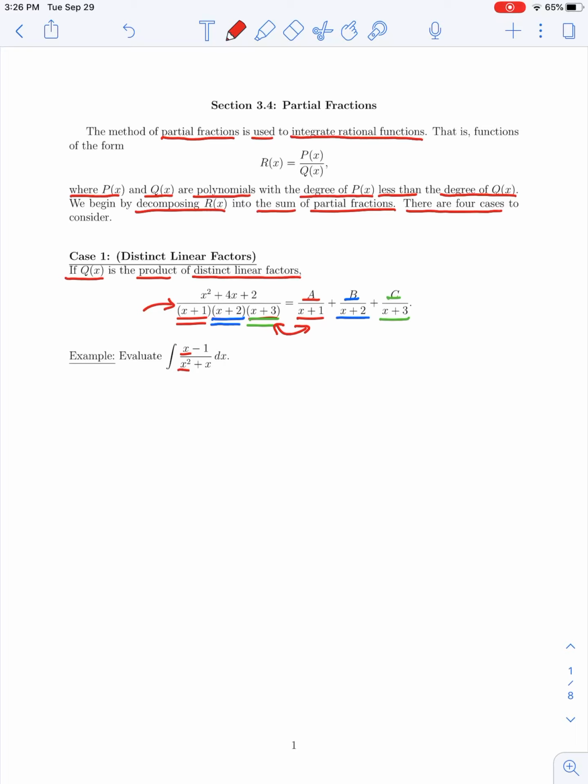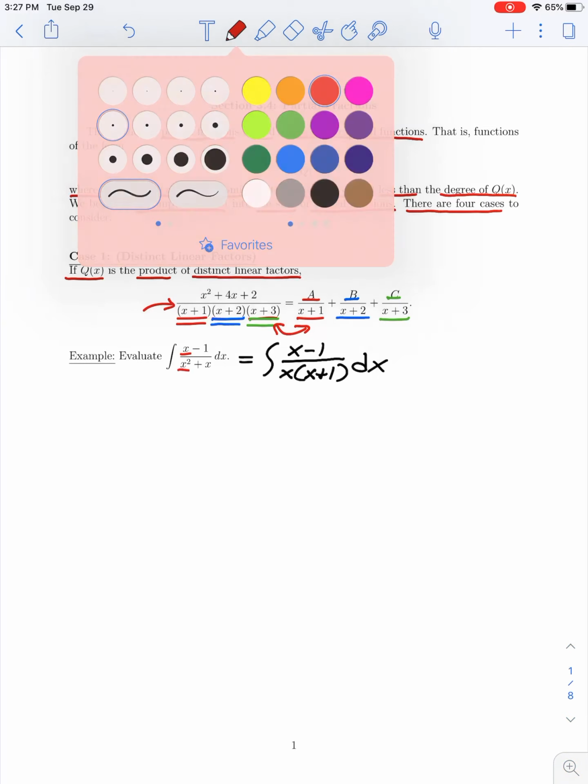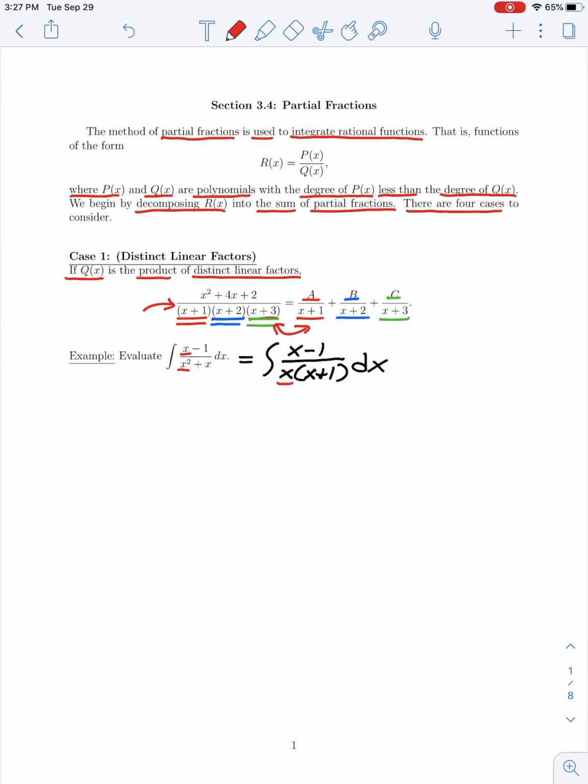Our first step in this method is to see what the factors of our denominator are. We want to take our rational function and factor the denominator as far as possible. In this example, from the denominator I can factor out an x, and I would be left with x plus 1. My numerator is x minus 1, and then we had our dx term on the end. So my denominator is the product of two distinct linear factors, x and x plus 1.